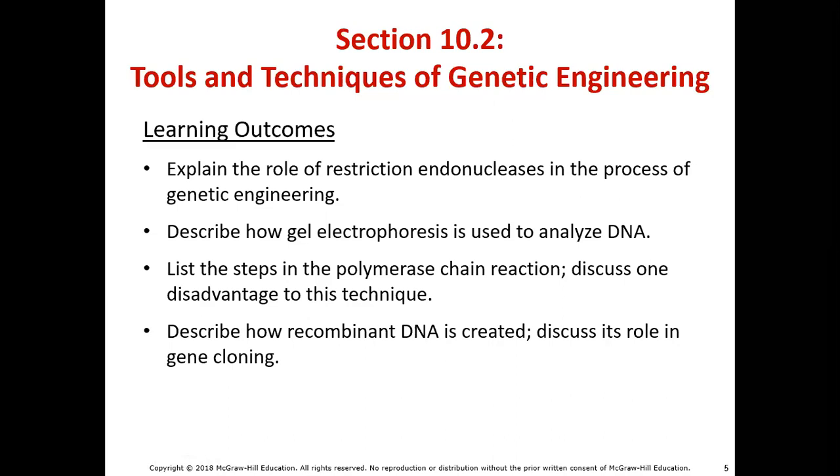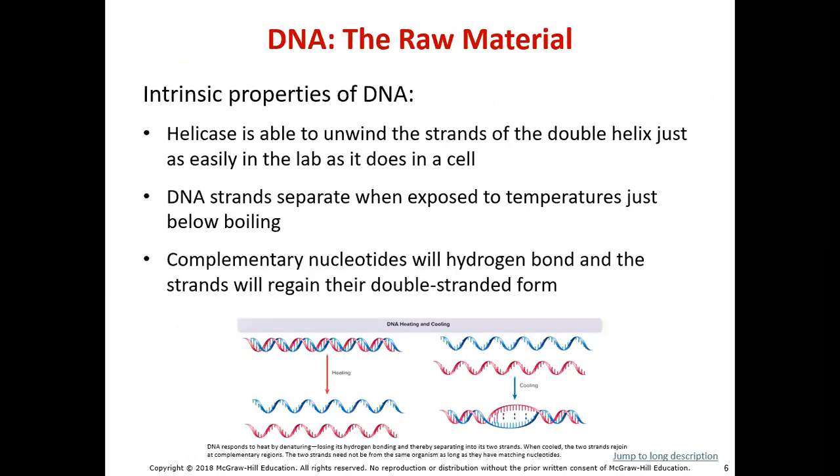Describe how recombinant DNA is created. Anytime you put foreign DNA into DNA, it is a recombinant. And we'll talk about gene cloning. So DNA is the raw material. Some of the things we learned from last week, some of the intrinsic properties.